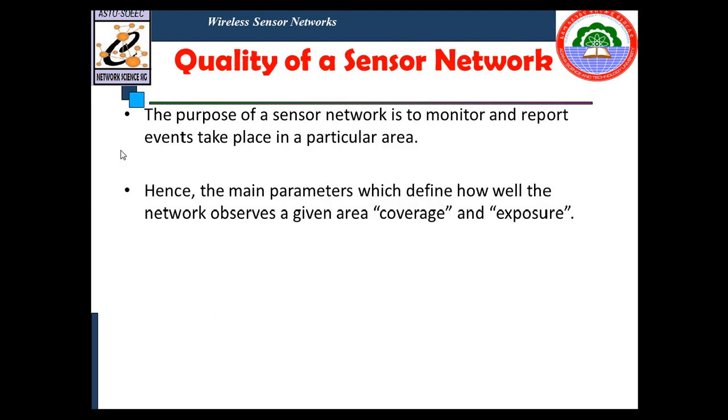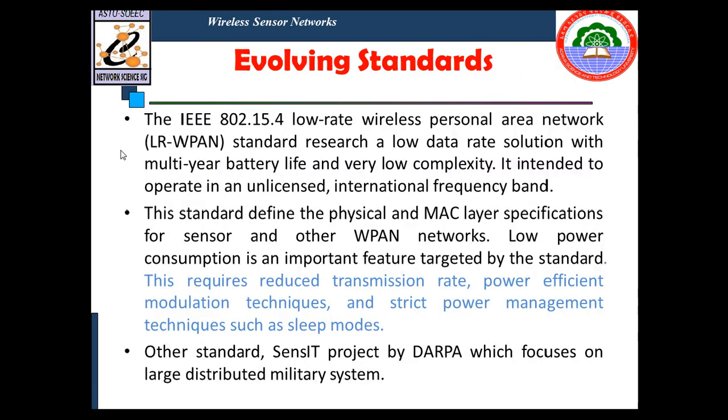When we come to the quality of sensor networks, the main purpose of the sensor network is to monitor and report events taking place in one particular area. Hence, the main parameter which defines how well the network observes the given area is its coverage. So like any standards, wireless sensor networks also have standards, which come under 802.15.4 wireless personal area network, as we said in the previous lecture.